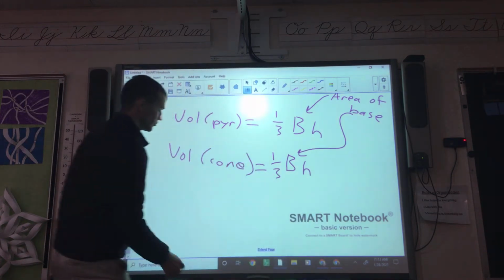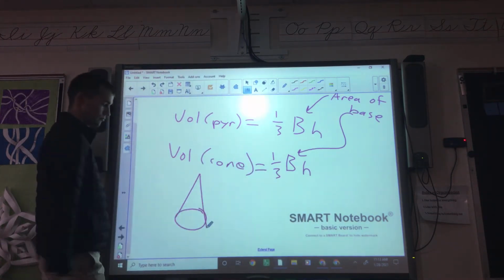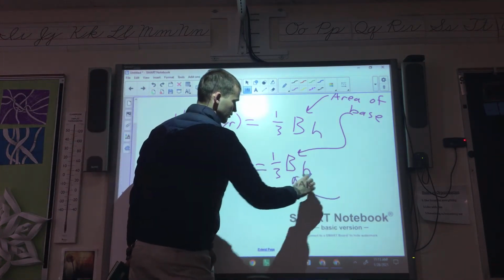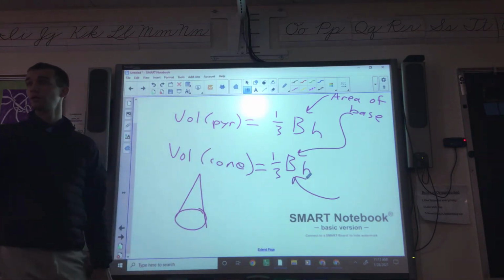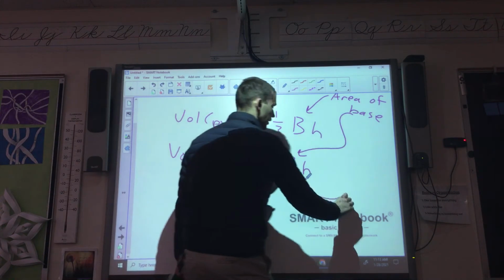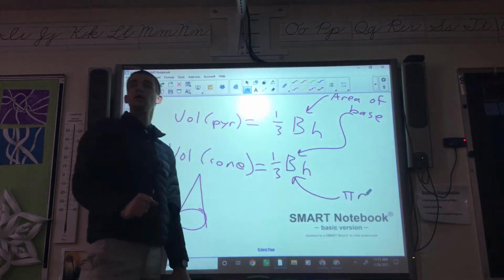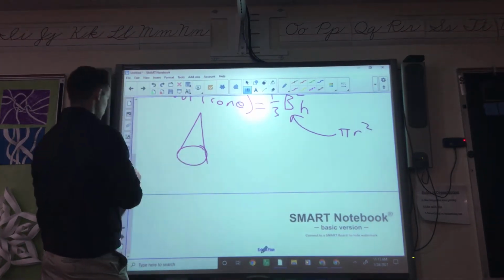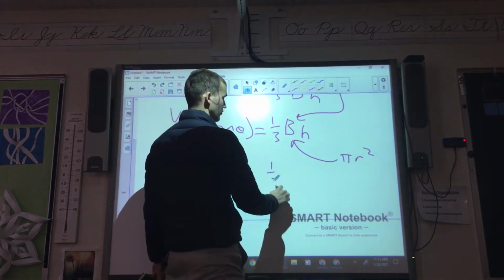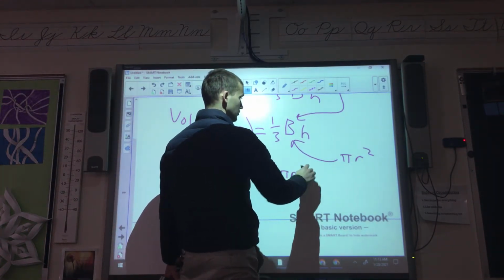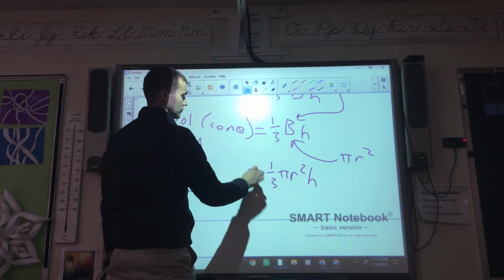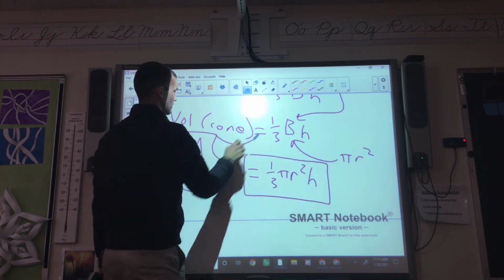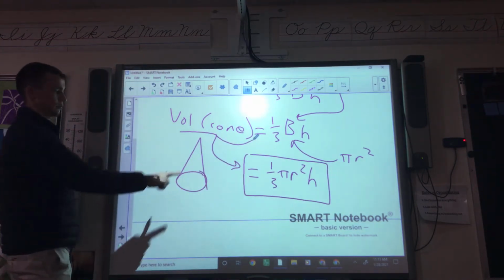The one thing that you do need to make sure you're watching out for here is if this is a cone, when we think, hey, base, we know the area of a circle is pi times radius squared. So if you want to rewrite the formula for a cone, you can say 1/3 pi radius squared times height. That's the one I would write in my notes for the volume of a cone: 1/3 pi times radius squared times height.